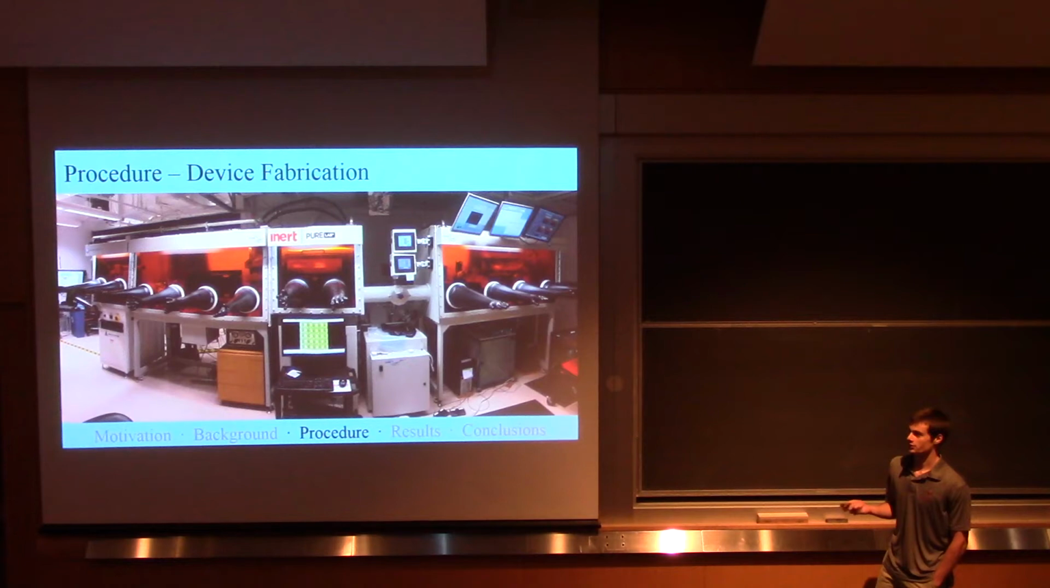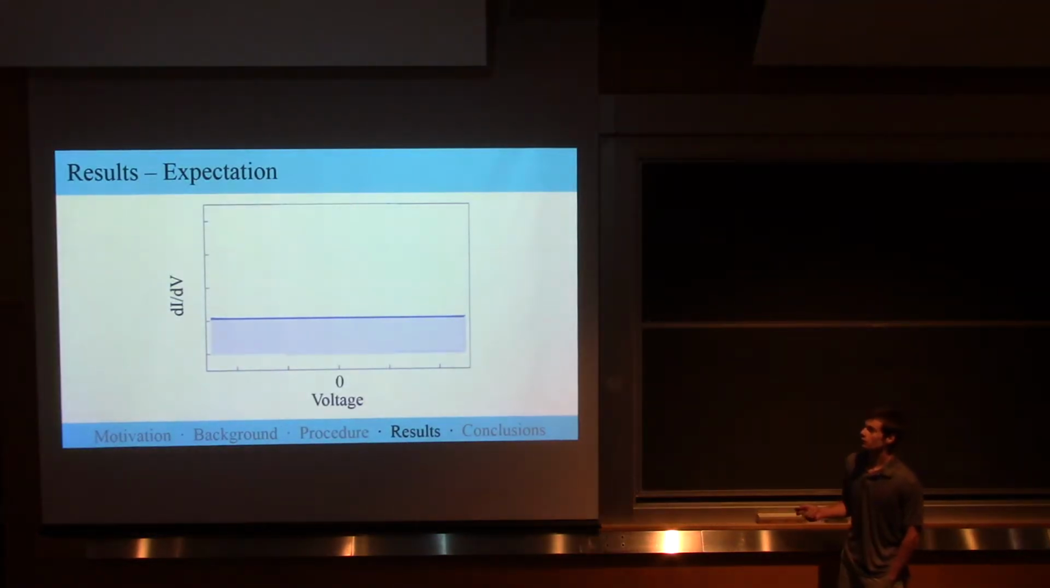So now I'm going to get into the results, and just a brief reminder of what we expect to see. So again, we take this conductance as a function of voltage and we plot it out, and at very high temperatures when the superconductor acts like a normal metal, we expect to just see a flat line. But as we get lower and lower in temperature and these pairs start to form, eventually we want to see something that looks like this.